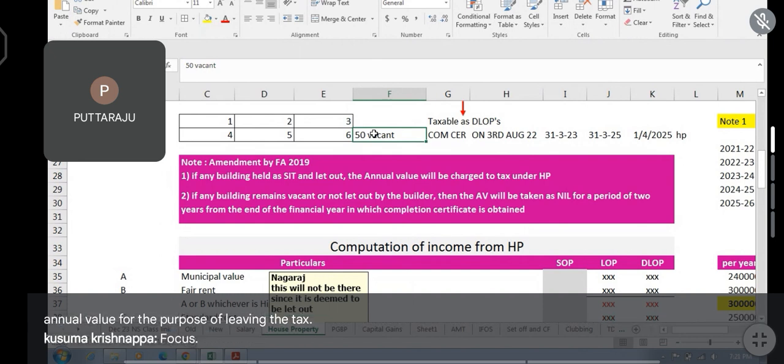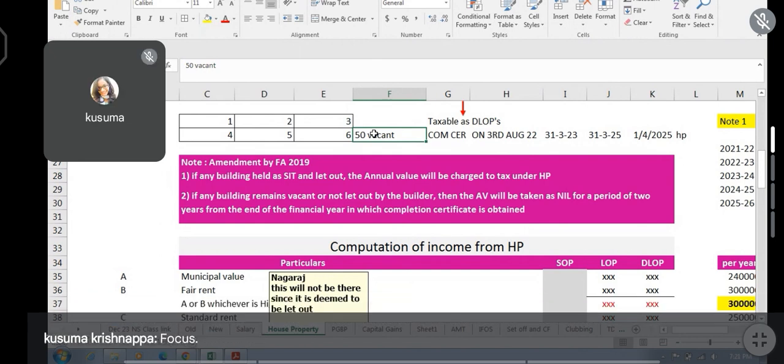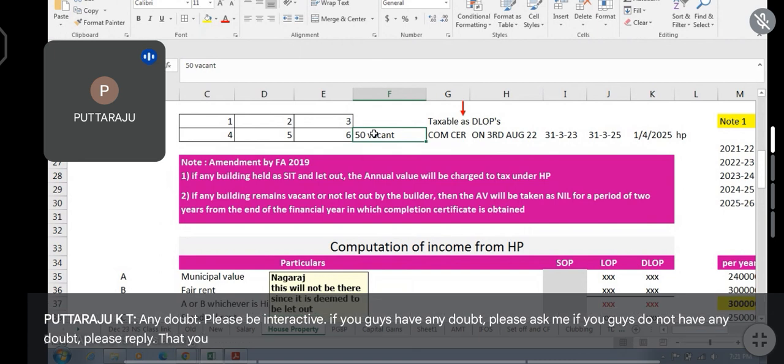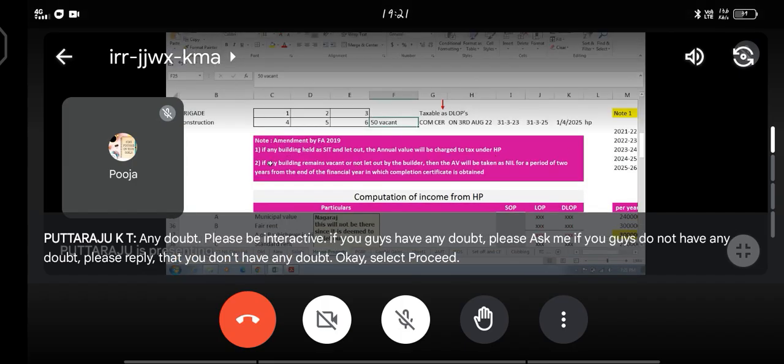Okay, sir. Any doubt? Please be interactive. If you guys have any doubt, please ask me. If you guys do not have any doubt, please reply that you don't have any doubt. Okay? Shall I proceed? Yes, sir.